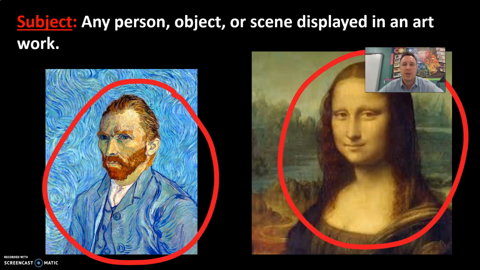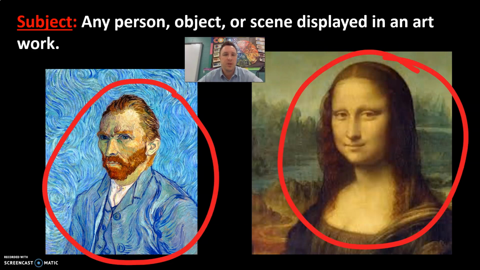Subject is any person, object, or scene displayed in an art. Here I have two very easy images to recognize the main subject in. So here's Vincent van Gogh, the famous artist. He's the main subject. He's really the only subject. And then here you have the Mona Lisa, who of course is also the main subject. But there's other subjects as well. For the Mona Lisa, there's the trees and the entire landscape, but she is the main subject, and so is Vincent van Gogh.